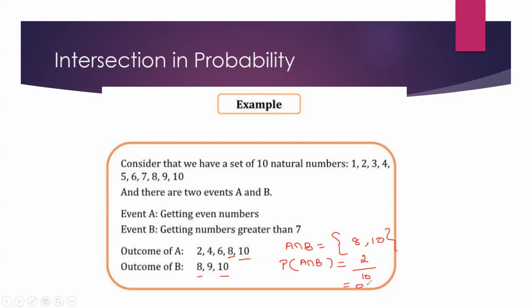Exactly, 0.2. In case I ask you in percentage, what do you say? How much percentage of chance is there to get an even number and also to get a number greater than 7? Exactly 20%. So we can say that there is a 20% chance of picking a number which is even and also greater than 7. Hope it is clear.